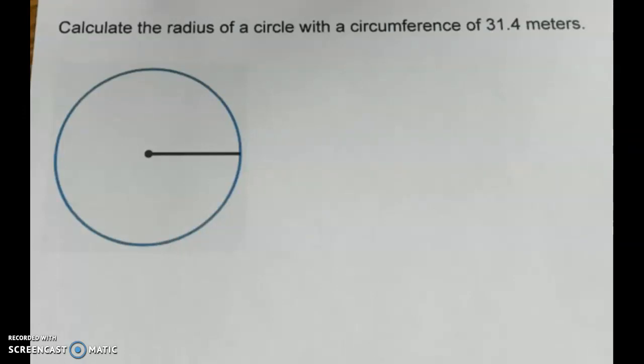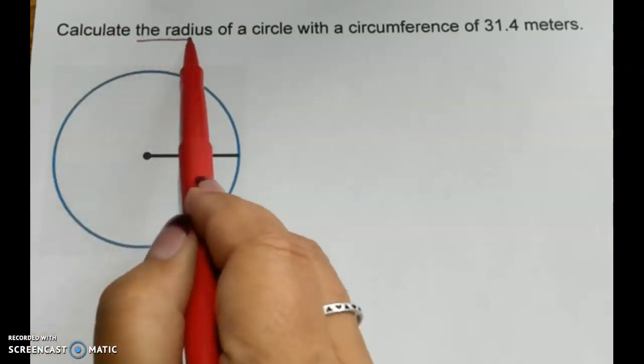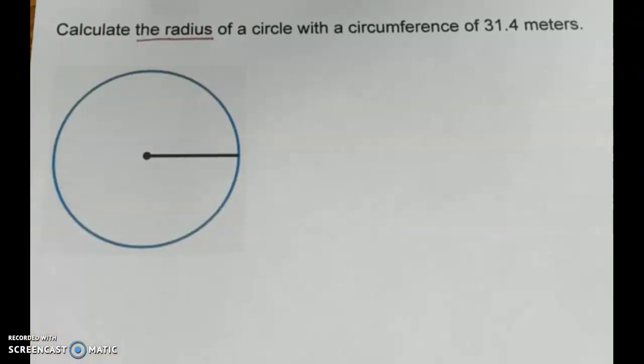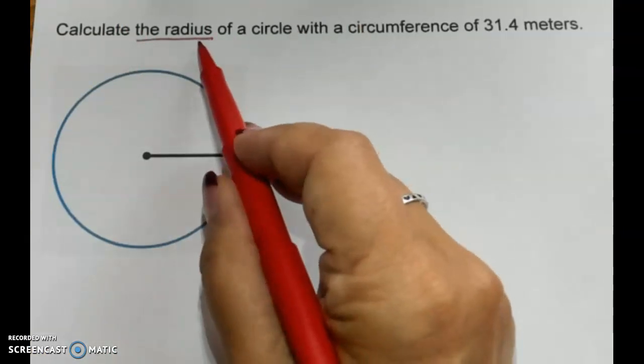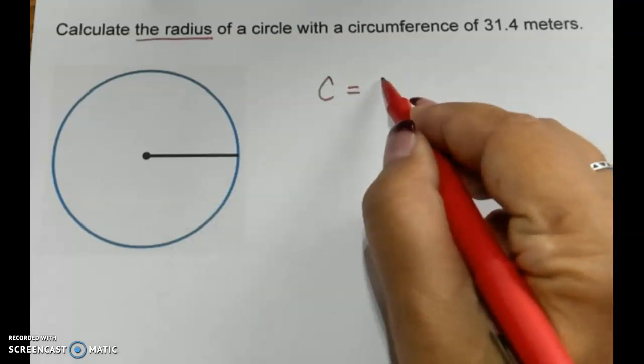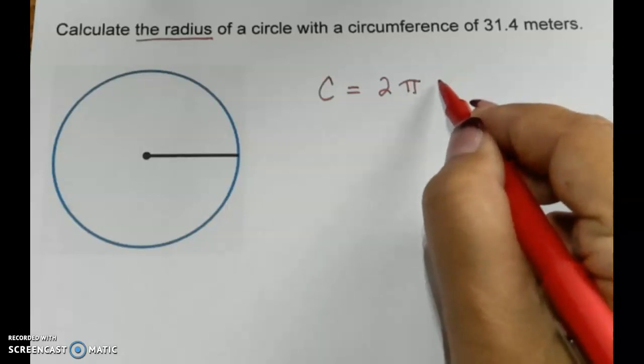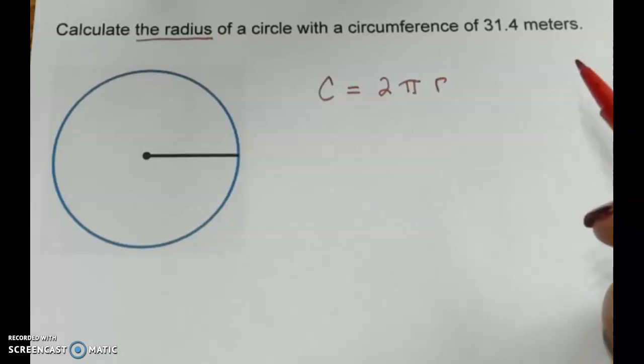All right, ladies and gentlemen, we're going to take a look at what looks to be a similar problem, but let's read it carefully. This time it says calculate the radius. That means that we don't know the radius of a circle with a circumference of 31.4 meters. We know that we're working with radius, so the correct formula for us to use is going to be the formula with radius in it. That's circumference equals 2 times pi times r.